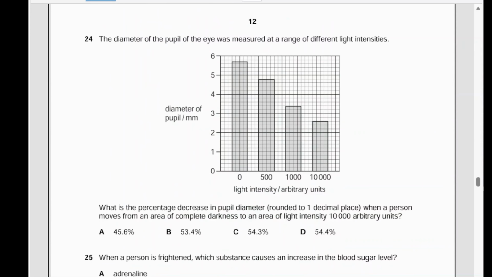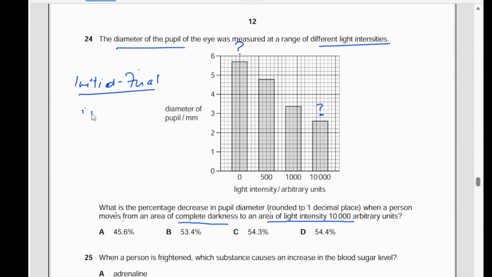A graph is given. We have to calculate the percentage. The diameter is given at different light intensities, so the diameter decreases basically. What is the percentage decrease in pupil diameter, rounded to one decimal place, when a person moves from an area of complete darkness to an area of light intensity 10,000 arbitrary units? You have to tell exactly from here. Initial minus final over initial, multiplied by 100. I want you to do this one.